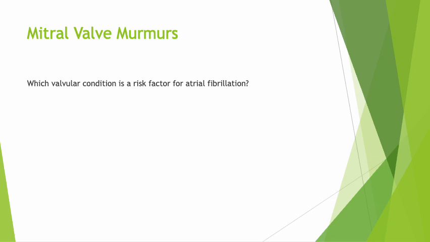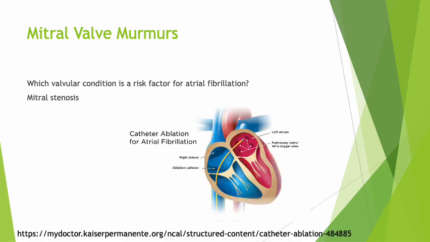So starting off with mitral valve murmurs, which valvular condition is a risk factor for AFib? I kind of gave it away with the title of the slide, but this one is going to be mitral stenosis. The reason this question is interesting is it's testing your understanding of where the circuit for AFib is. When they're doing an ablation, it's going to be right around these pulmonary veins, and you can see it's right around the left atrium. So if you have mitral stenosis, which is causing additional stress from backup into the left atrium, that can be a risk factor for AFib.